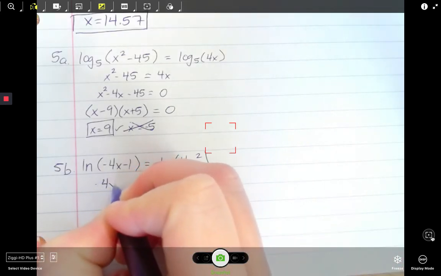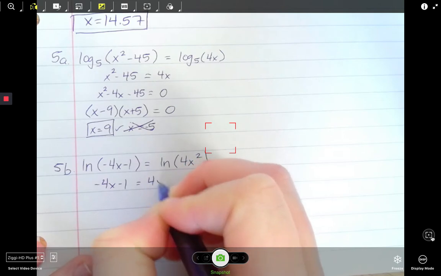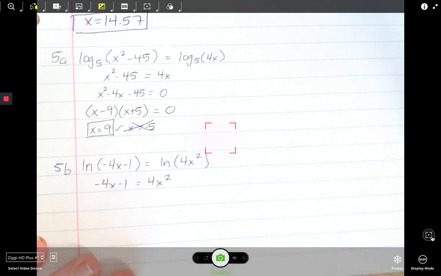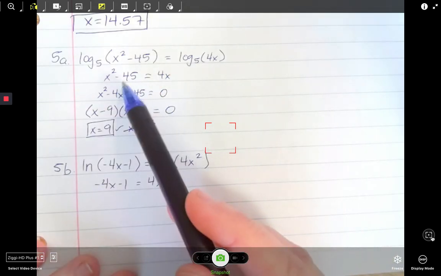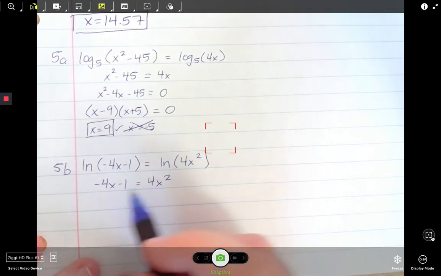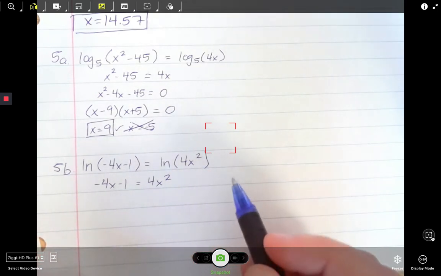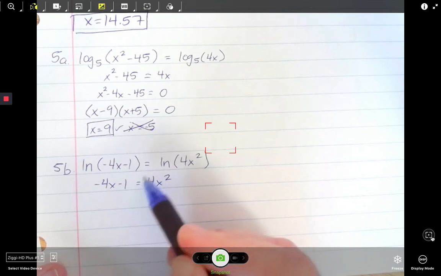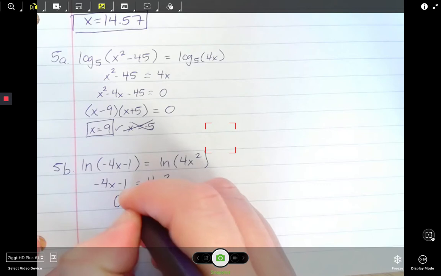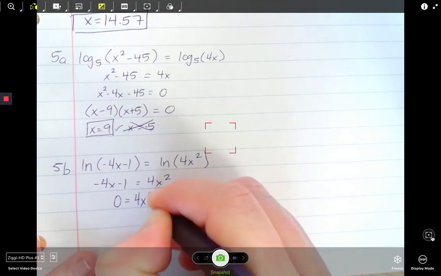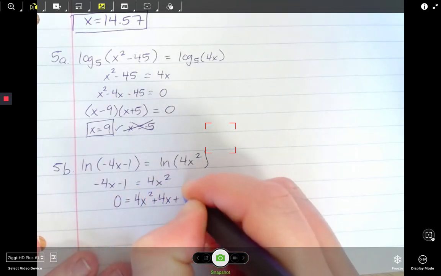So I've got negative 4x minus 1 is equal to 4x squared. I know you're probably wondering, how did I know to move the 4x to the left, or in this case, I'm moving the 4x plus 1 to the right. The reason I do that is because I try to keep my a value positive, okay? So by keeping my a value positive, I now have 4x squared plus 4x plus 1.